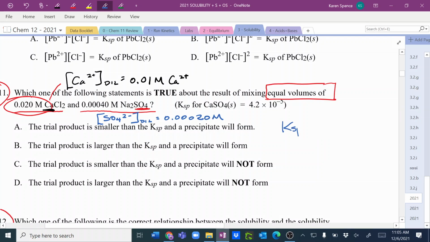Our KSP, because they are 1-to-1, will be calcium 2+ times sulfate 2-. If you can't see that ratio right away, you could always write out the formula: CaSO4, Ca2+, SO4 2-. But because this is multiple choice, you don't have to do those things if you don't want to, right?